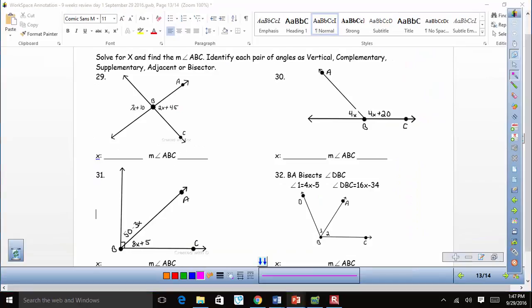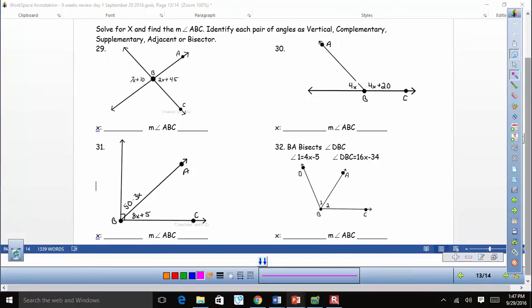Okay, now I want to talk about how to identify whether the angles are vertical, complementary, supplementary, adjacent, or bisector. So let's start with 29 first. In 29, we're looking at this angle right here on the left and this angle right here on the right. What type of angles are those? Vertical. And we know vertical angles are equal.